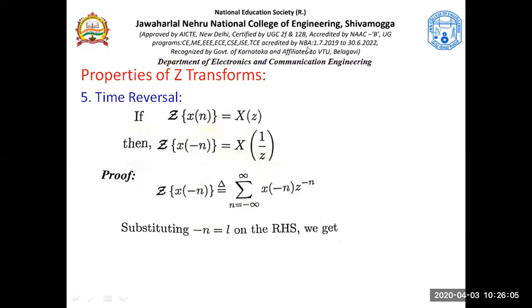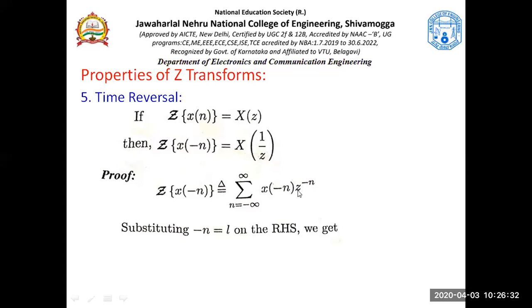So what happens if we do that? See here, there is n here, there is minus n here, there is minus n here. So minus n is being replaced by L. So this would become x of L, and this would become z to the power L. Everybody understand that?